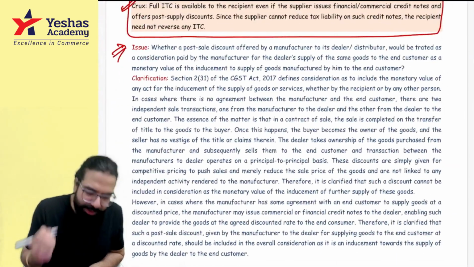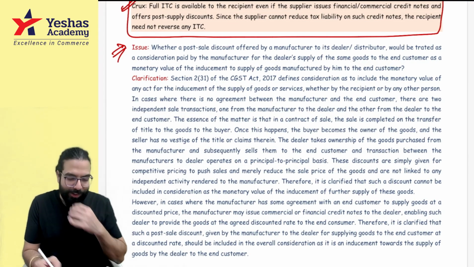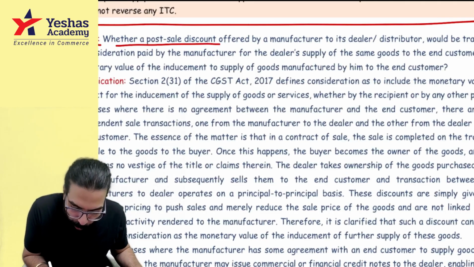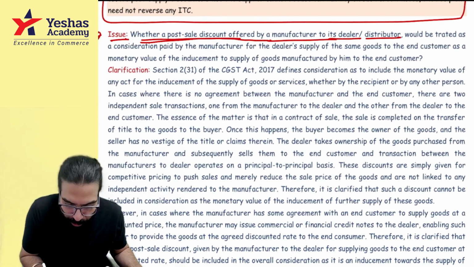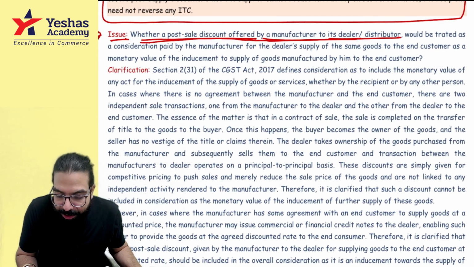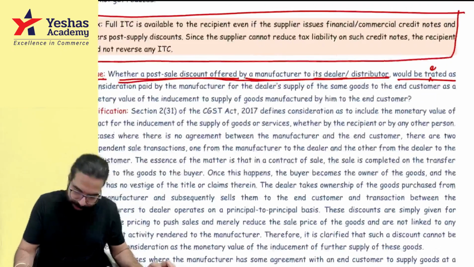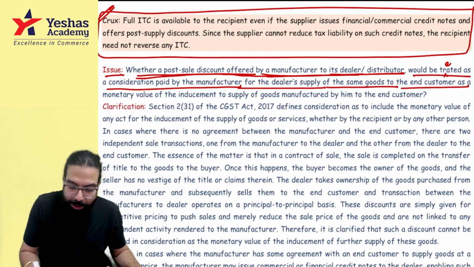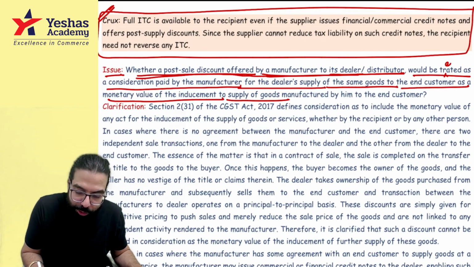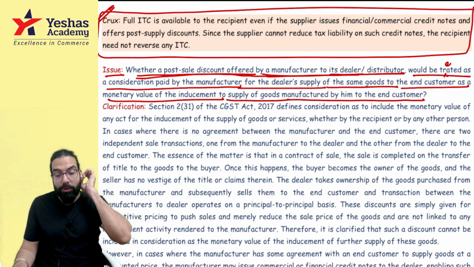Now, the second point, we have to understand. I want everyone to tell me, are we clear till here? Everyone over here now. The next issue: whether a post-sale discount offered by a manufacturer to a trader or dealer or distributor would be treated as a consideration paid by the manufacturer to the dealer for supply of the same goods to the end consumer, as a monetary value of inducement to supply goods manufactured by him to the end customer. Sir, what are they telling?